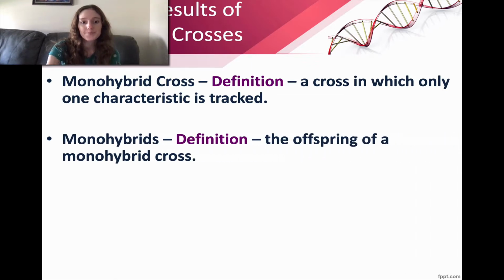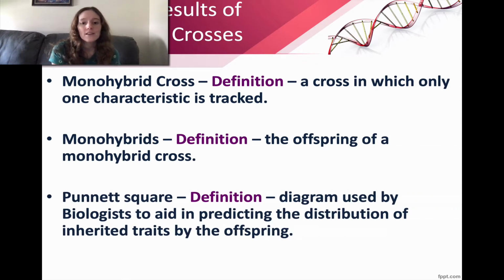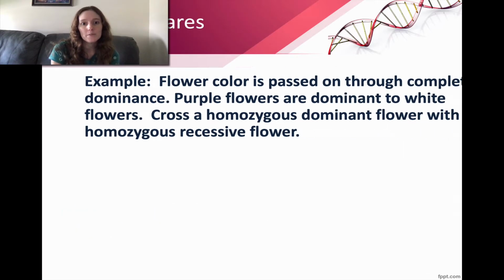So a monohybrid cross is a cross in which only one characteristic is going to be tracked. The offspring of a monohybrid cross is just called a monohybrid. And a Punnett Square is the tool that we use to determine what the traits could potentially be.